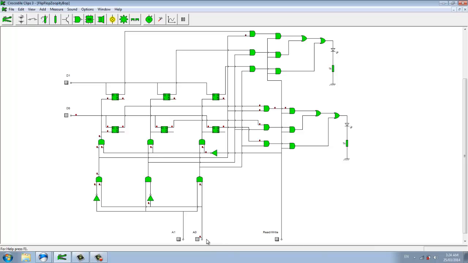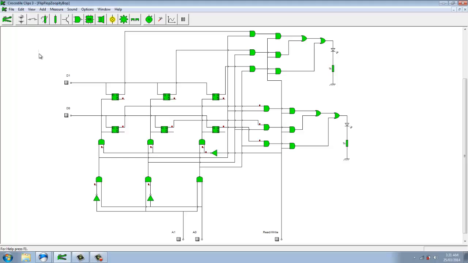There are 3 possible addresses that can be accessed in the circuit. A1, where A0 is set as 1, A2, where A1 is set as 1 and A0 is set as 0, and A3, where A1 and A0 are both 1. Of course, there's no address 0, so A1 and A0 being 0 at the same time is not allowed.